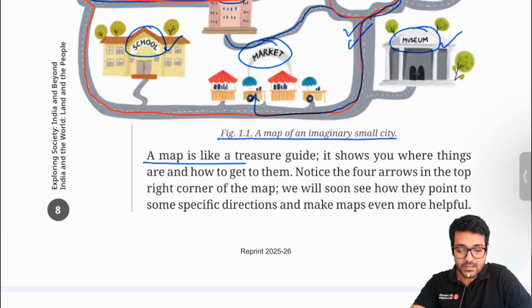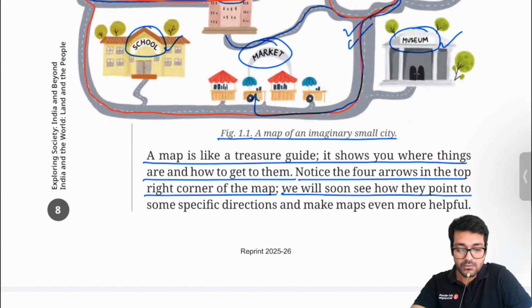A map is a treasure guide. It shows you where things are and how to get to them. Notice the 4 arrows in the top right corner of the map. We will soon see how they point to some specific directions and make maps even more helpful.